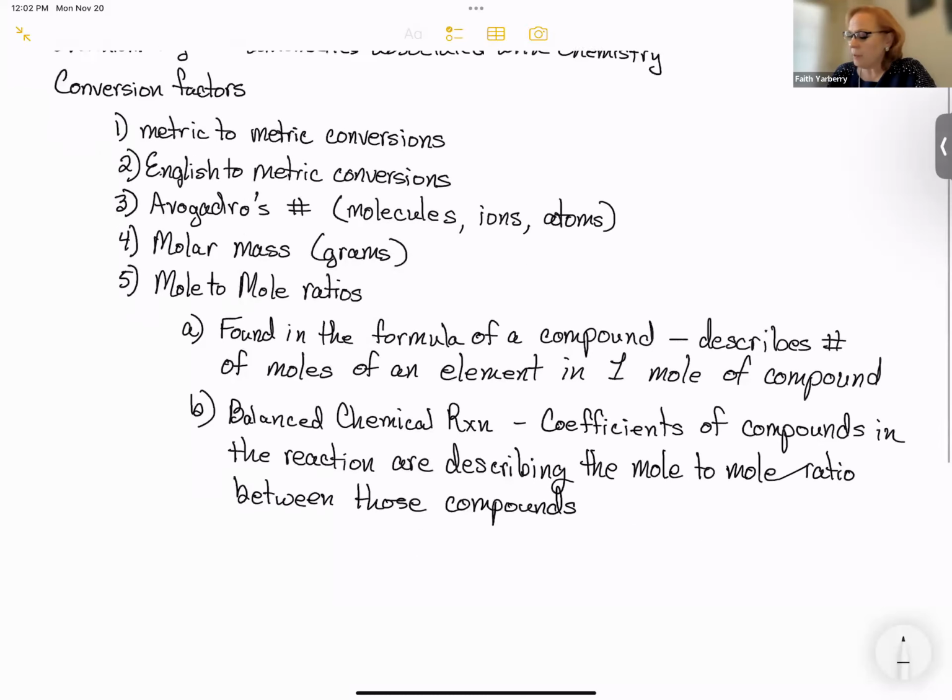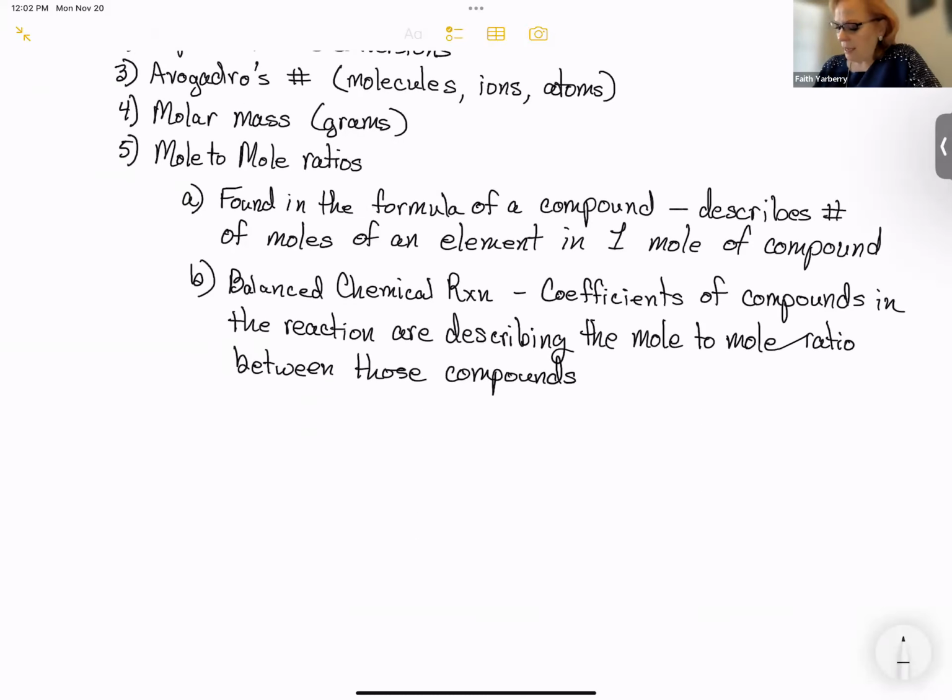So for example, if I were to balance out the chemical reaction of octane, the combustion of octane, like is used in our gasoline, it would be 2C8H18 plus 25 O2 goes to give 16 CO2 plus 18 H2O.